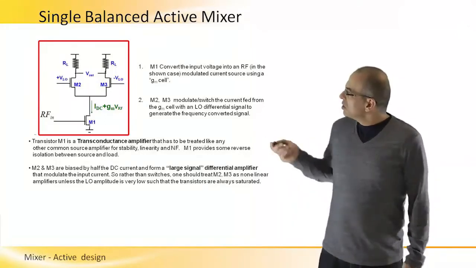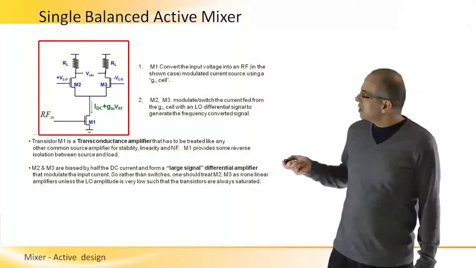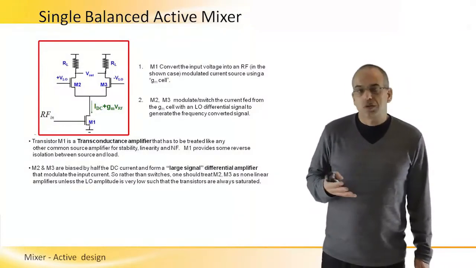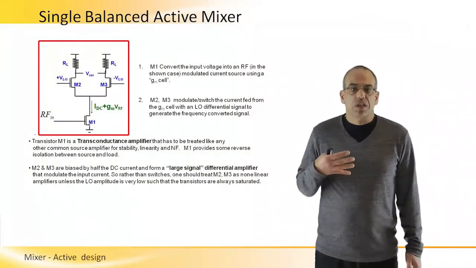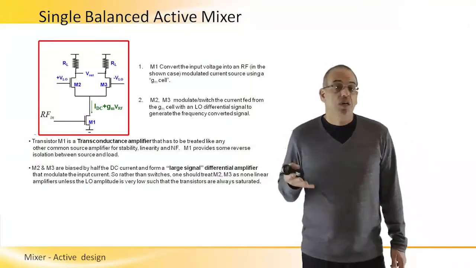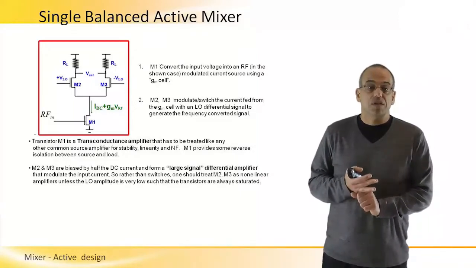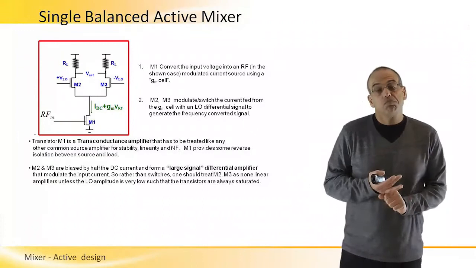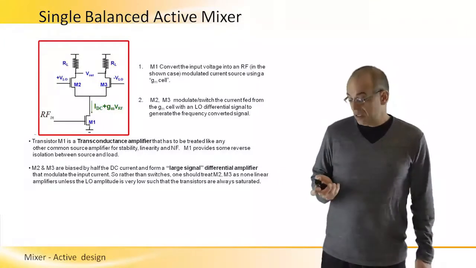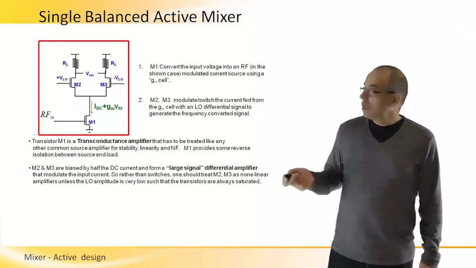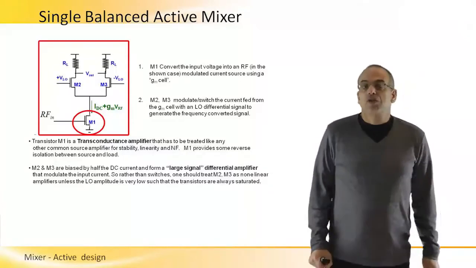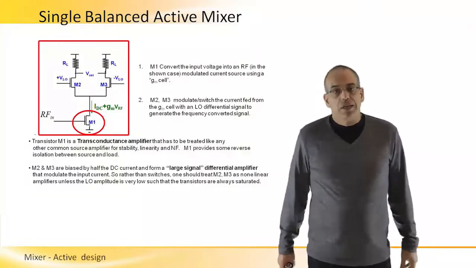And when we look at this topology, we just need to remember that M1 is a transistor amplifier that needs to be treated like any other common source amplifier we discussed before. So we need to remember that its stability needs to be, of course, taken into account, as well as linearity. As we analyzed before, we need to think about linearity of M1 the same way we thought about LNA linearity, for example, and noise figure as well.